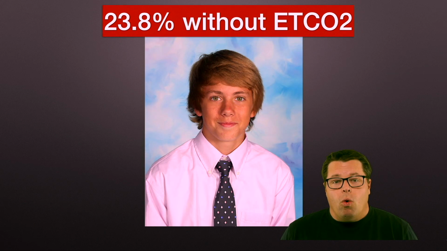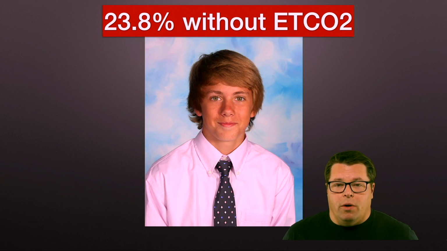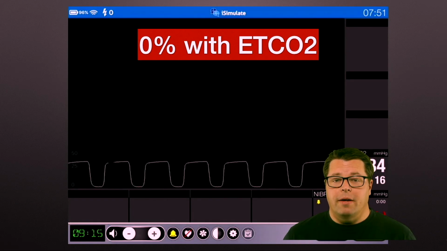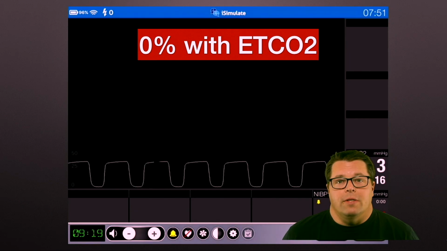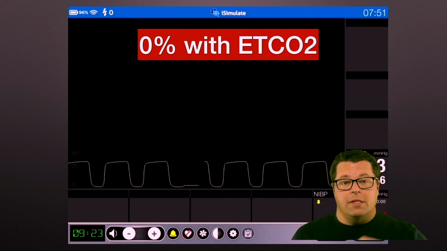And it could have been corrected shortly, and it would have been a blip on the radar and a slap on the wrist rather than a poor kid dying. Around a quarter of tubes that were misplaced happened and were not recognized without end tidal CO2. If you used end tidal CO2, that number dropped to 0. So use of end tidal CO2 is the gold standard for confirming that the airway is not only in the right spot, but that it stays in the right spot.